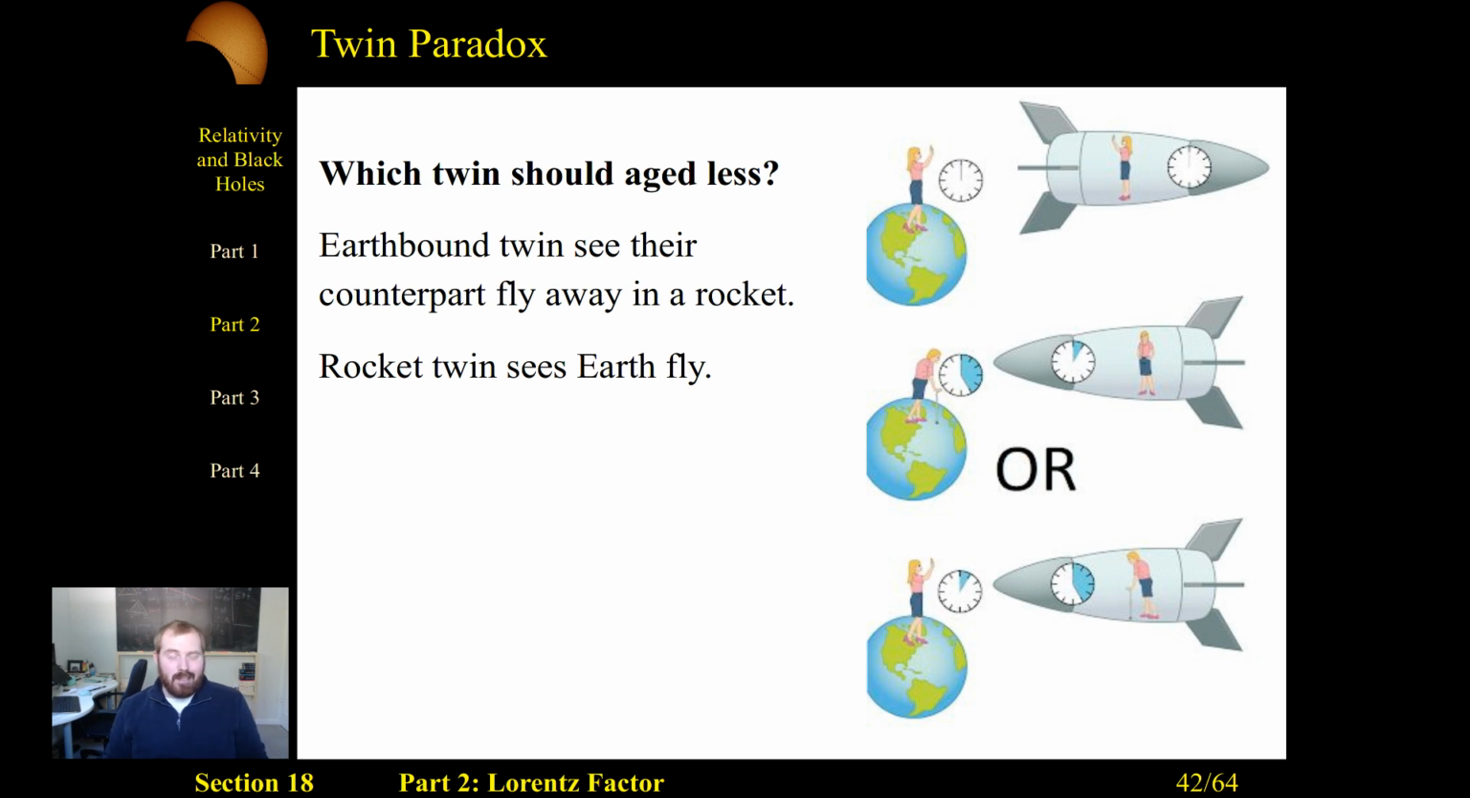But doesn't the person on the rocket ship have equal validity to say, look, I lived on a rocket ship and I saw my sister on Earth fly away at great, tremendous speeds? And this is the crux of the paradox. Who has the correct claim of who flew away?